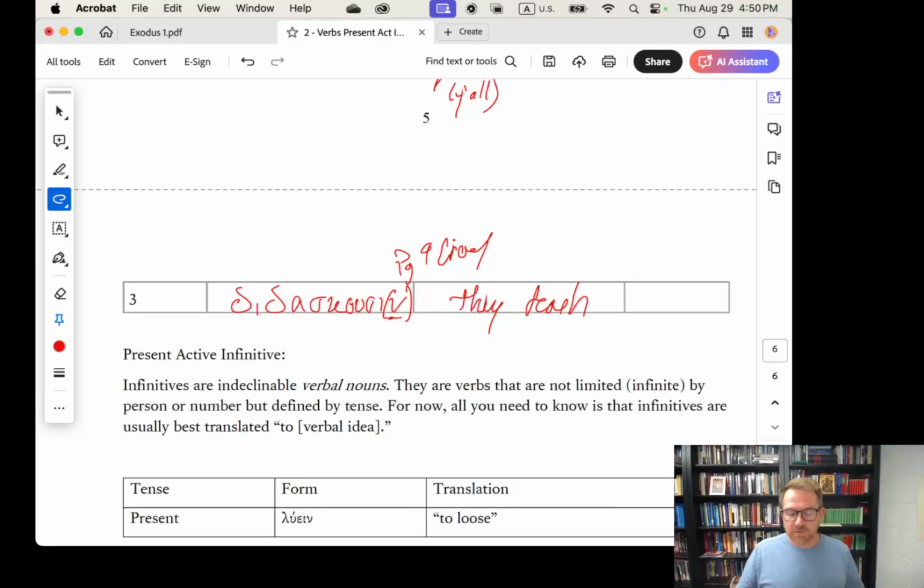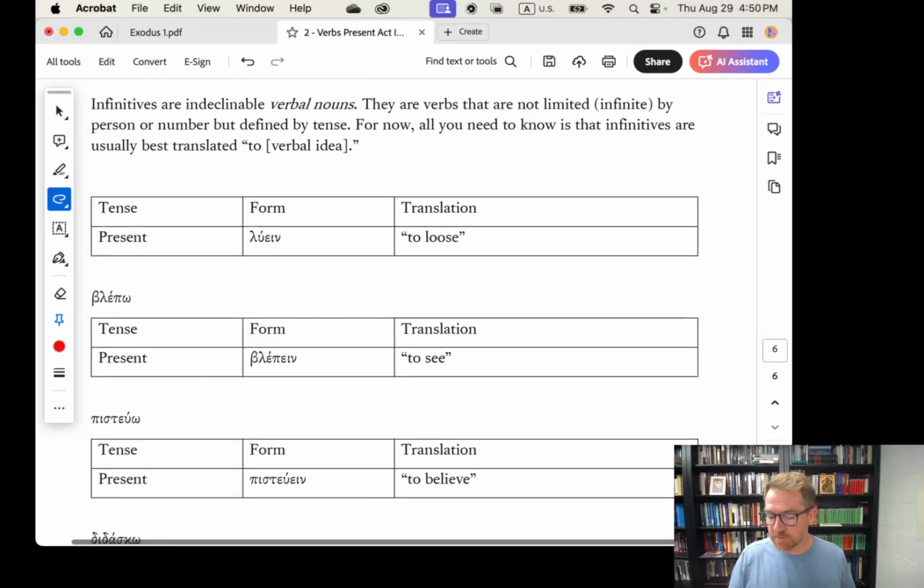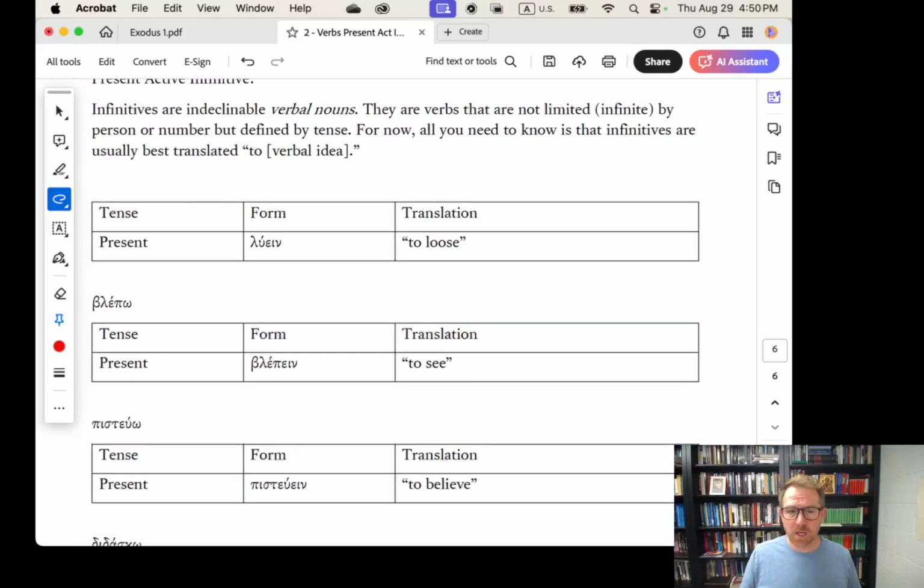I want to spend a bit of time here, now that we've gone through these present active indicatives, those o, ace, a endings, briefly talking about the infinitive. We're going to talk about the infinitive in a later chapter. They're indeclinable verbal nouns. You don't need to know what that means right now. It just means that they're not limited by person or number, but they're defined by tense. All you need to know for right now is that an infinitive should be translated as to in the verbal idea.